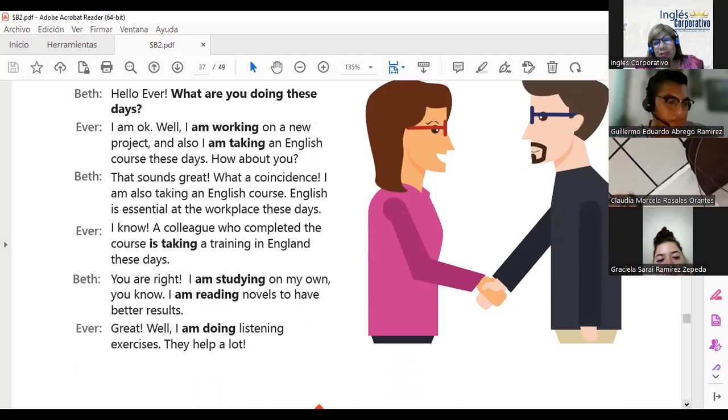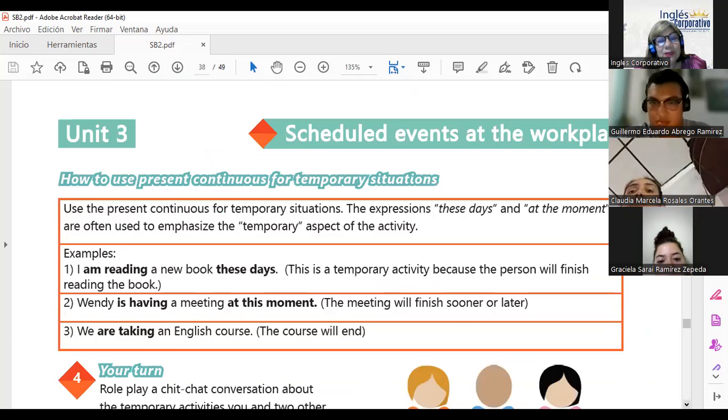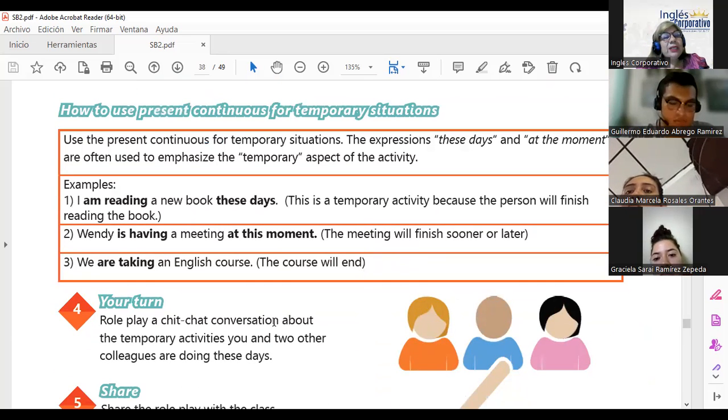Sorry. Okay, guys. Let me tell you that we are not going to do this, but I'm going to explain this very briefly. How to use present continuous for temporary situations? I already explained it, guys, but I'm going to read the explanation that is here in the manual. Use the present continuous for temporary situations. The expressions these days and at the moment are often used to emphasize the temporary aspect of the activity. Remember that this is present continuous because it's temporary, not forever. It's not permanent. You know that the action is going to finish in a certain time.